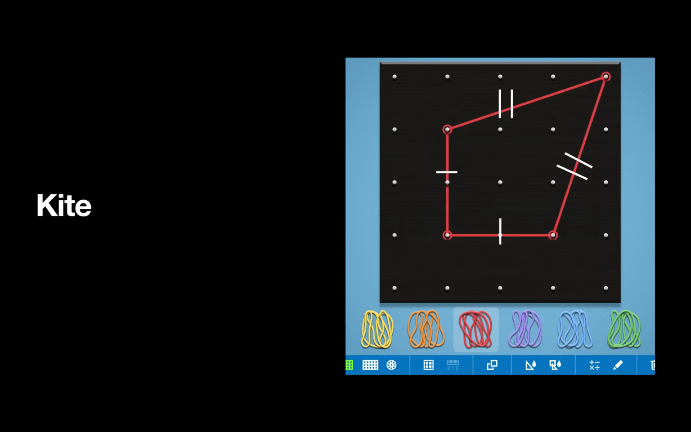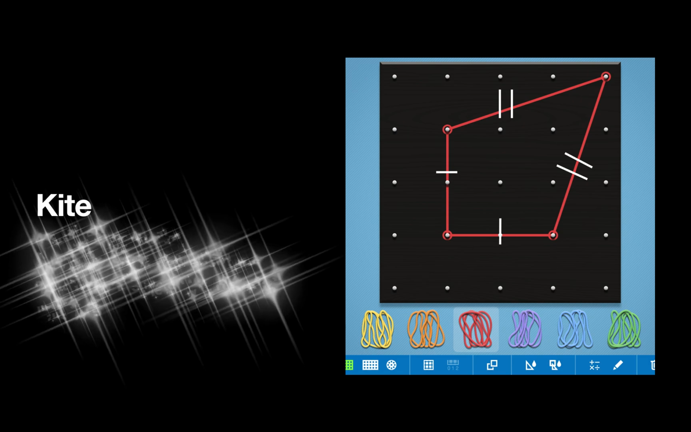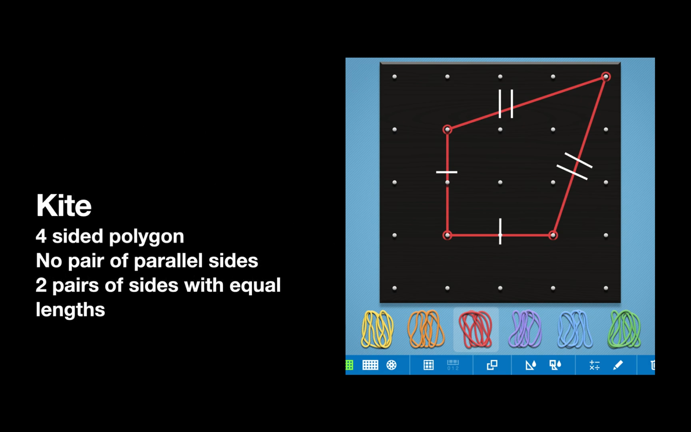This quadrilateral is a kite. It has four sides. It has no pairs of parallel sides, but it has two pairs of sides with equal lengths. You can see the sides that have the one tick mark are the same length, and the two sides that have the two tick marks are a different length but equal to one another.